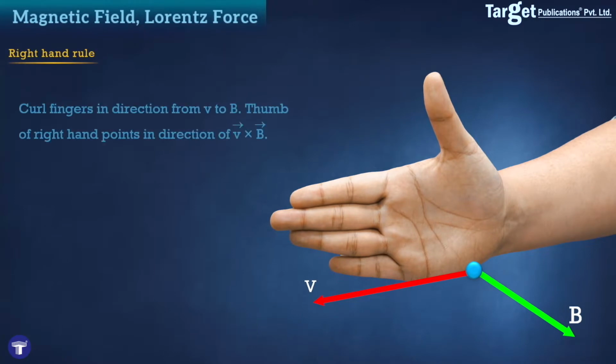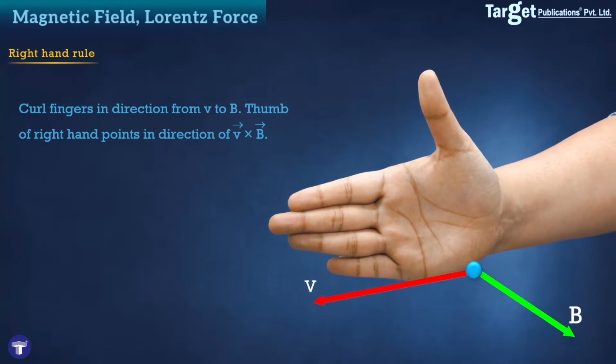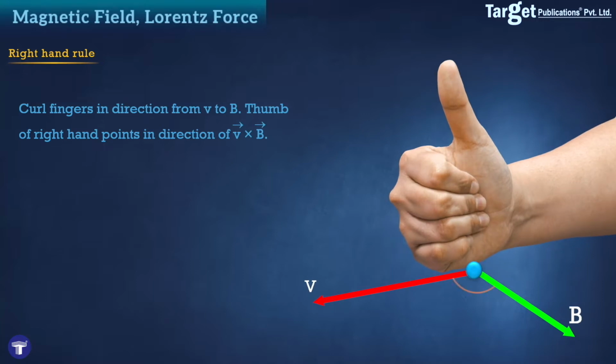In order to find the direction of the force due to a magnetic field, we have to apply the right-hand rule or the right-handed screw rule. This is the rule used to find the direction of a vector product. The rule is very simple. Curl the fingers of your right hand from the vector V towards the vector B, because you're trying to find the cross product of V cross B. As you curl the fingers from V towards B, the thumb points in the direction of the force. Thus, we can see that the force acts in a direction perpendicular to both the velocity and the magnetic field.